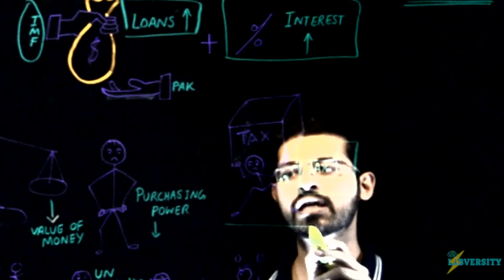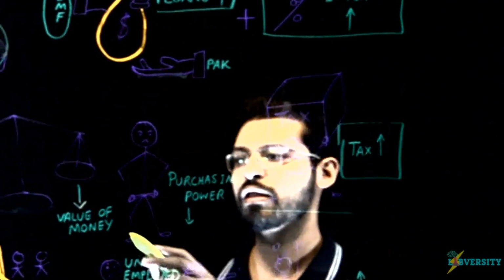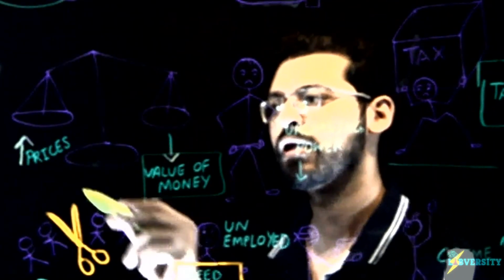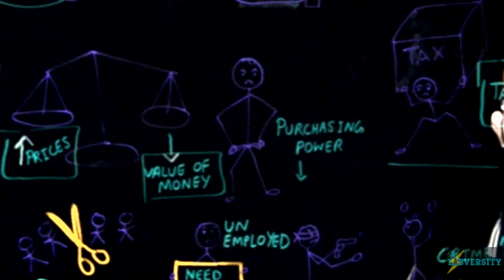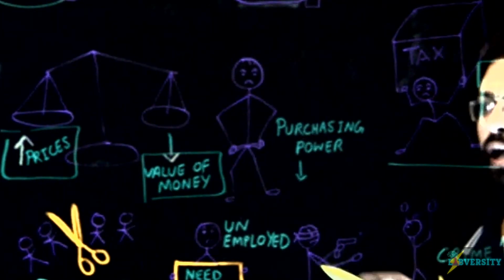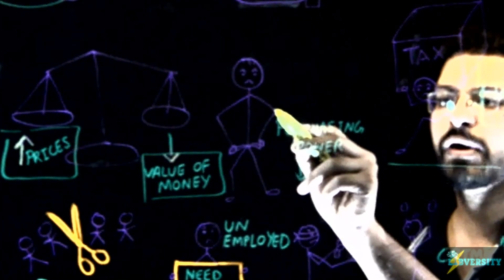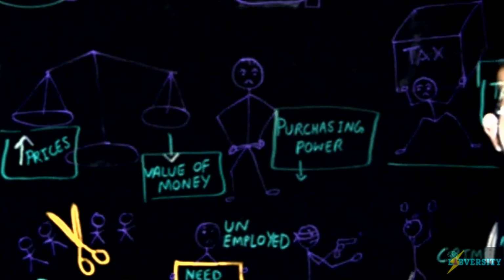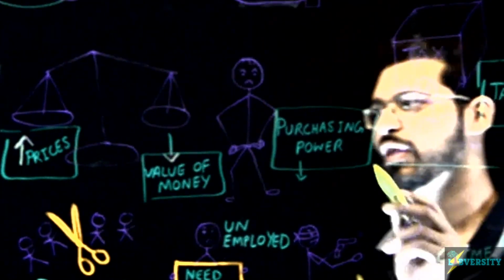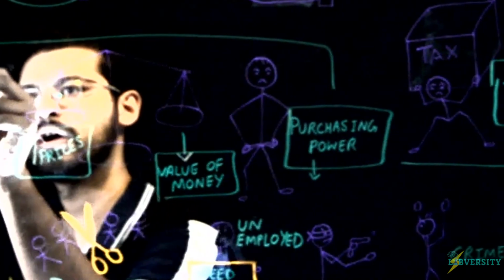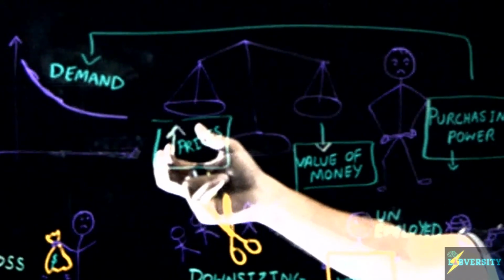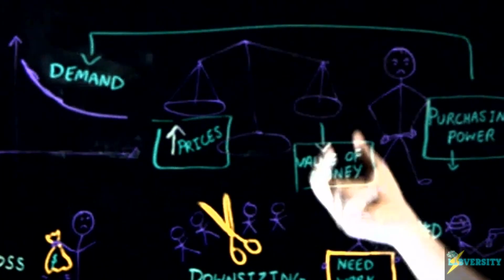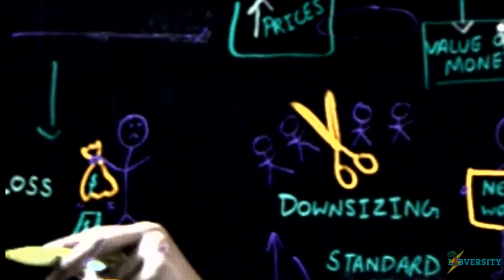Now, as the burden of these taxes increases, it means that the value of money decreases while the prices of goods increase. In such a condition, when the value of money decreases and the prices increase, the purchasing power of people also decreases. Now, this leads to the lower demand of goods that are being produced in Pakistan. When there is a lower demand of goods being produced in Pakistan, it means that the industries would also go in loss.